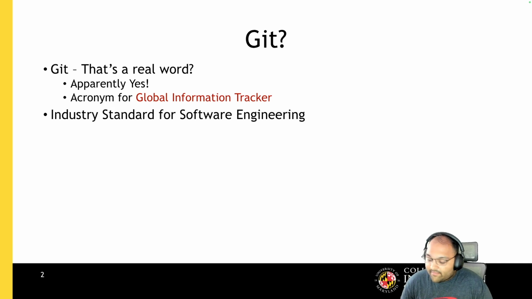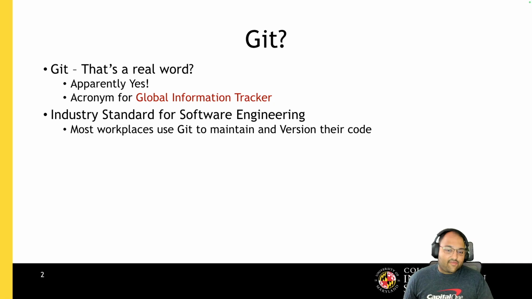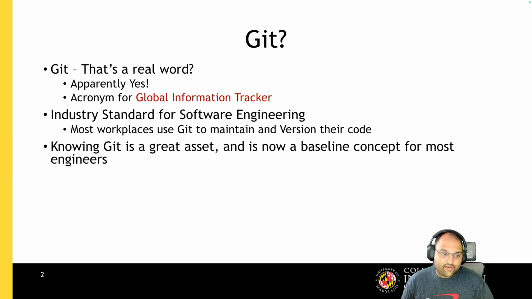Git is an industry standard for software engineering. Pretty much everywhere you go, you use Git or some form of Git to commit code, push code, and do everything to save and manage your code. As we go through this lecture, you'll see why it's so great. Most workplaces use Git to maintain and version their code, which is really important. Before, I have seen people upload their code to Google Drive, and it's very hard to manage that way. So Git really revolutionized how code is shipped.